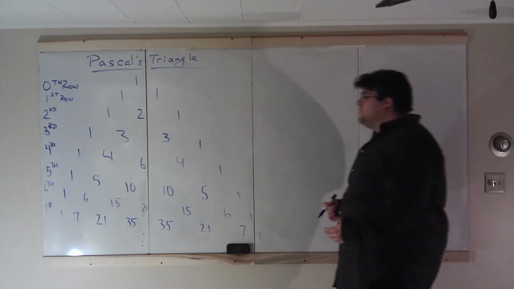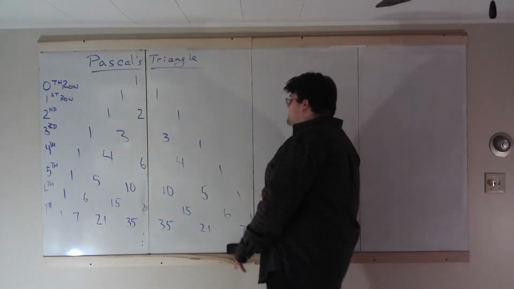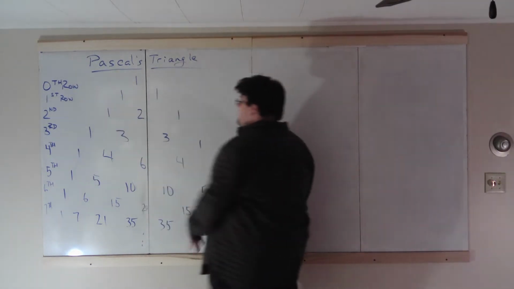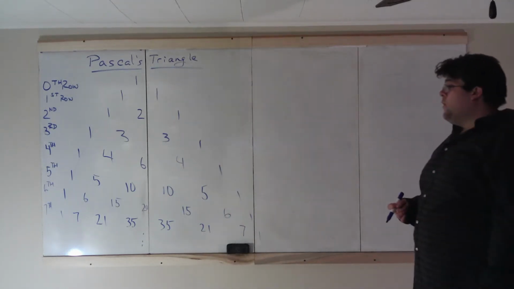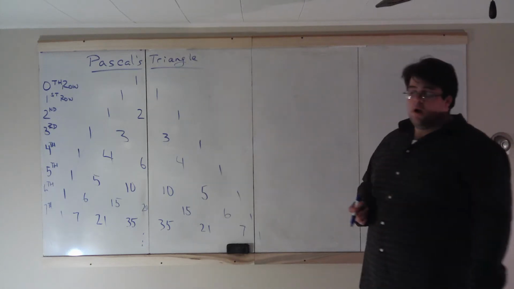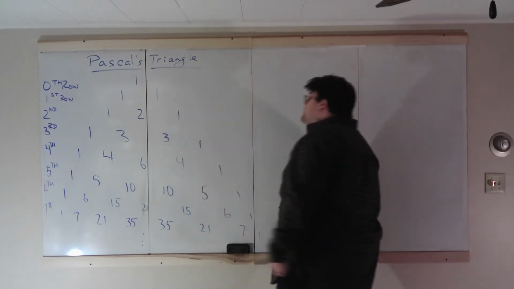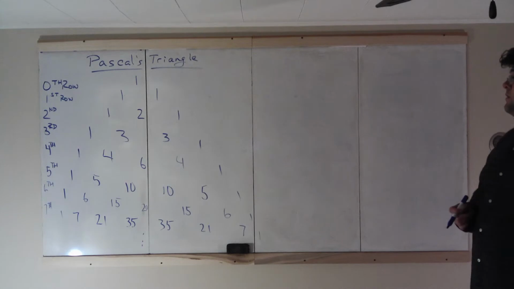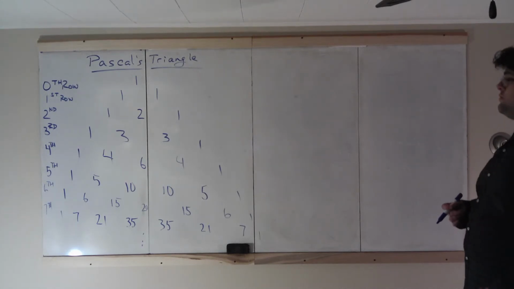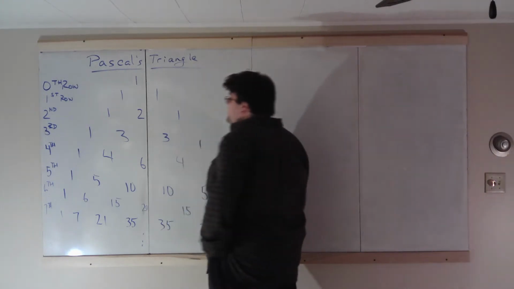First, each row is palindromic. That's true because it starts off palindromic and it forms in a palindromic way. Like 1, 3, 3, 1. 3 is 2 plus 1, but it's also 1 plus 2, and so on. Many properties this shares. The sum of each row, just look at the sum of each row: 2 to the 0, 2 to the first, 2 to the second, 2 to the third, 2 to the fourth, and so on. But we're going to use this to expand binomials.